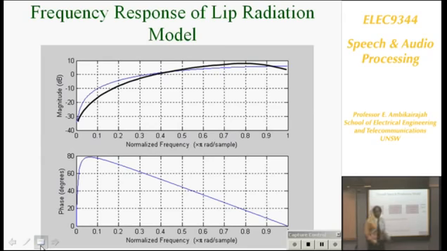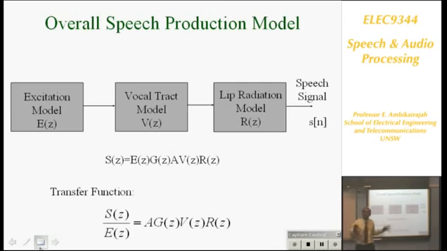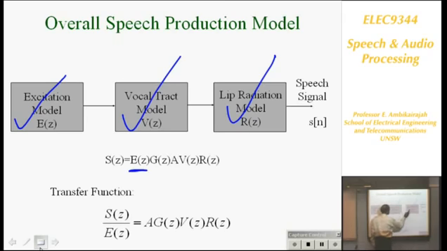Now the question is right. Okay, we have done all these equations. Let's put them together. Here is my excitation. Here's my vocal tract model. Here's my lip radiation model. Let me put them all together. So output equals that multiplied by that multiplied by that. So you keep multiplying all of those.